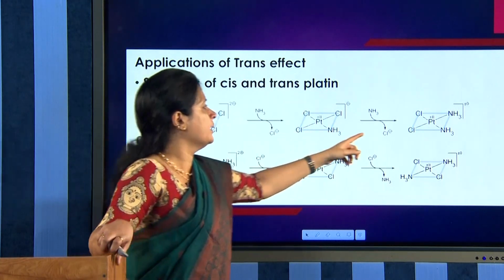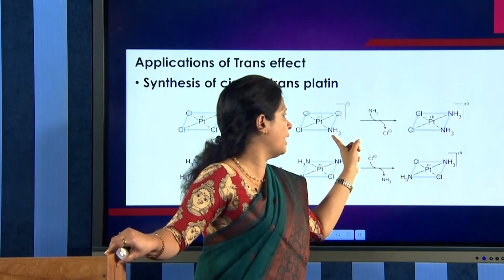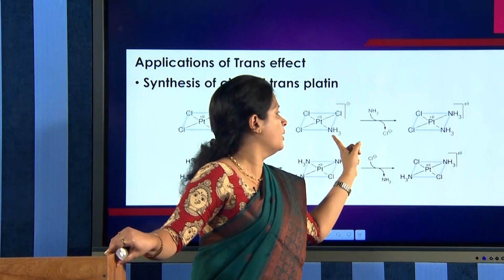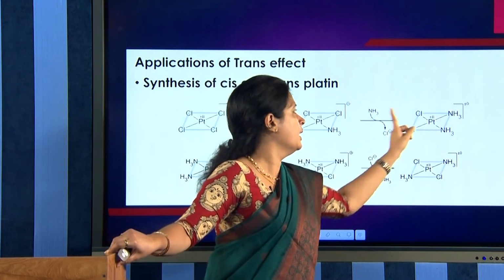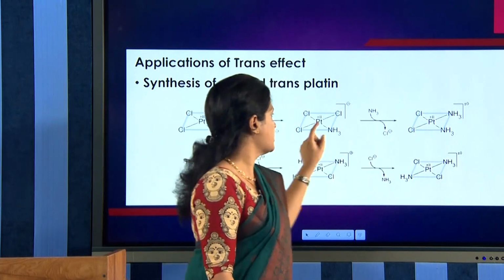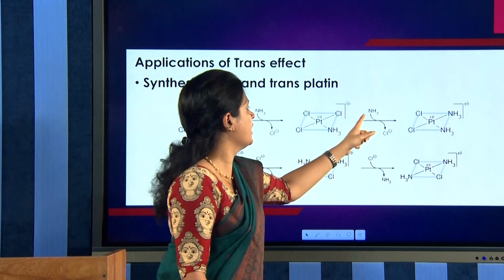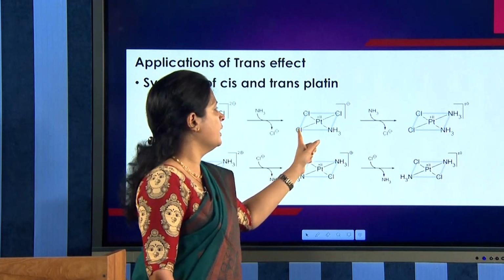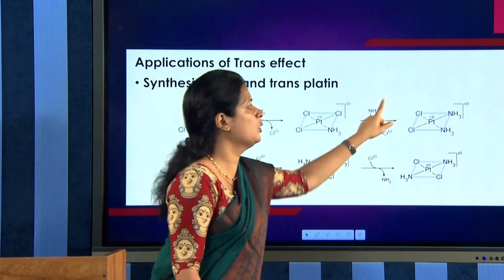That is why this ammonia is coming cis to this ammonia. Already we have one ammonia molecule being substituted here, and now the incoming ammonia will be entering at the cis position, because besides this Cl you have 3 Cl, and either this ammonia will be coming here or here. If it is here, it is cis. If it is here also, it is cis. The same compound is there.